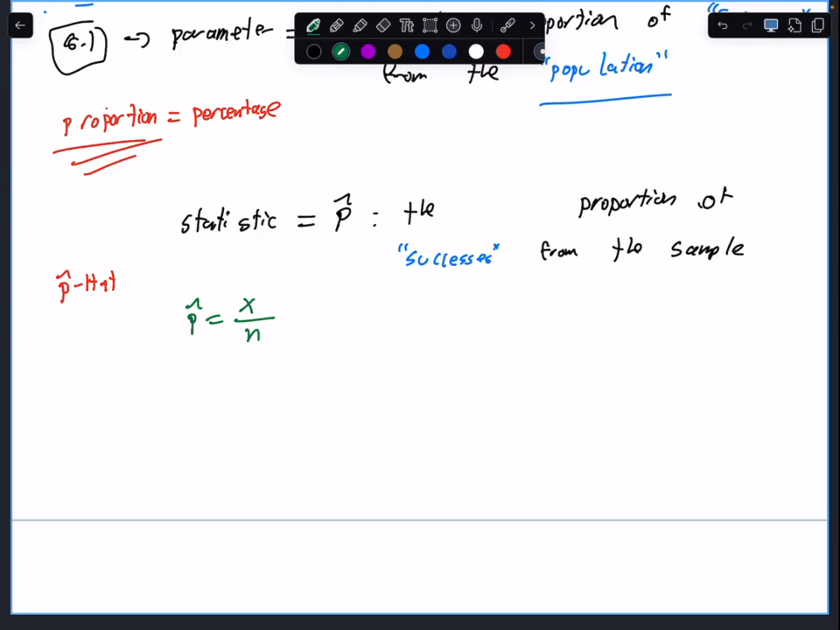So the statistic is the what? It is p hat, which is called the sample proportion. The parameter is p, which is called the population proportion. The statistic comes from the sample. The parameter comes from the population. Very important to make sure that we understand those differences.